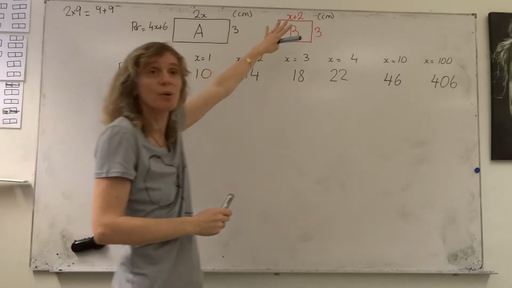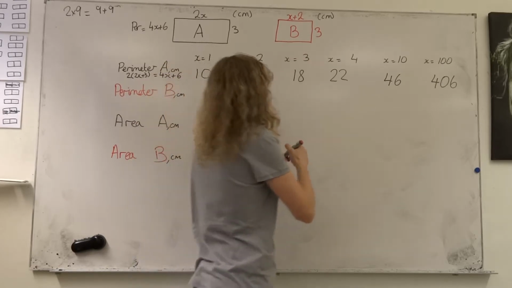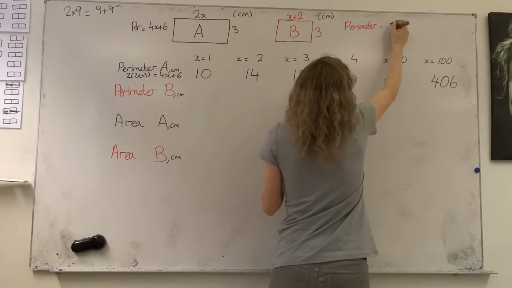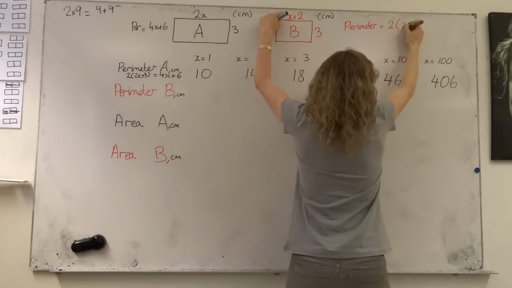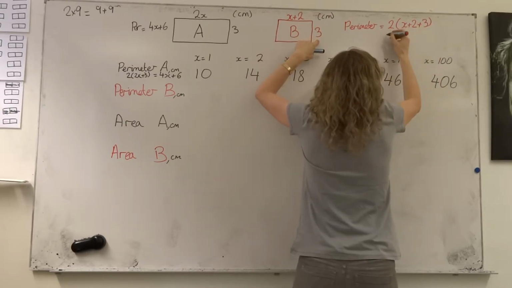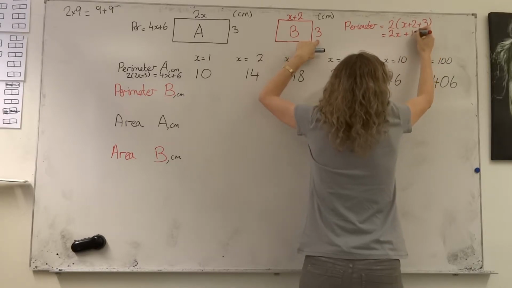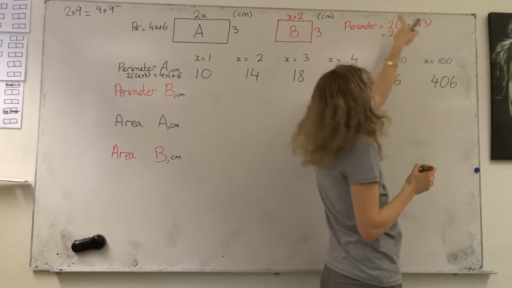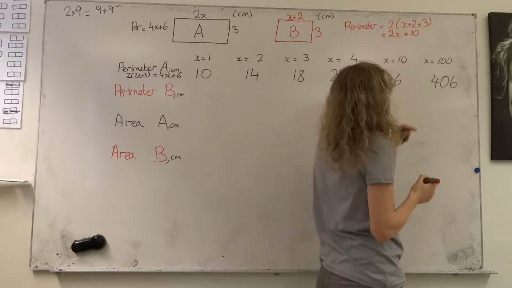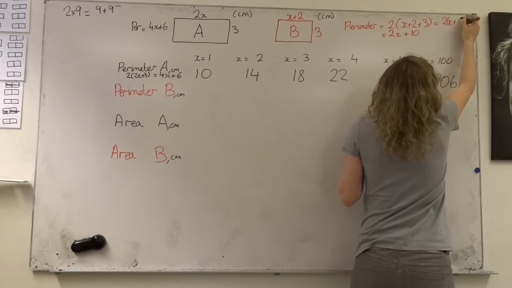Let's see what happens when we put different values of x into the other rectangle. First, we need to work out what the perimeter would be. The perimeter of this rectangle would be 2 lots of the length, which is x plus 2, plus the breadth, which is 3. 2 plus 3 is 5, so we'd get 2 lots of x plus 2 lots of 5, which would be 10. The 2 outside the bracket gets multiplied by what's inside the bracket. 2 times 5 is 10. This could be simplified to 2x plus 10.